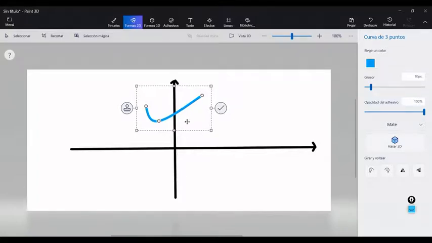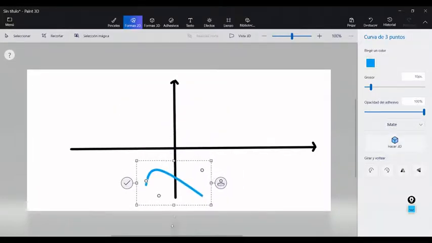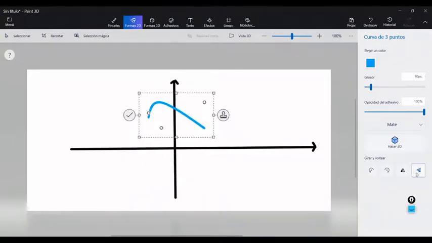Also, we have seen reflections. If we reflect this function about the x-axis, it should look like this, right? More or less, you get the idea. So let's go back. And if we reflect it about the y-axis, we should get this. And that's what we have seen so far. So translations and reflections. Now let's go to stretches.